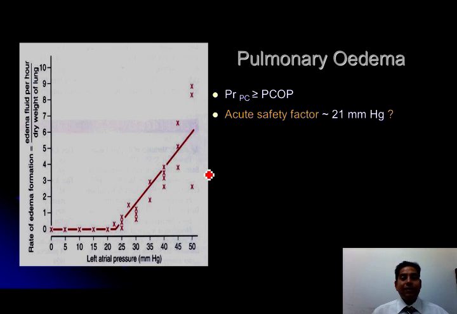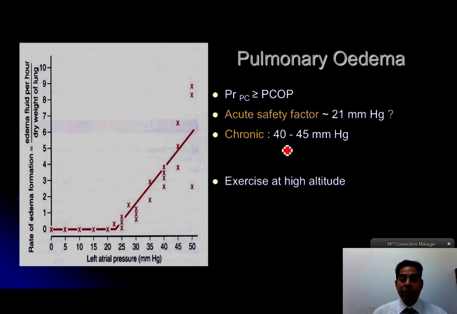Now, how fast this pulmonary edema develops will determine whether it's harmful or not. In case of an acute pulmonary edema, the safety factor is only 21 because you have no time to adjust, or there are no compensatory mechanisms. But in case of a chronic pulmonary edema, which develops at a much slower rate, the safety factor is 40 to 45.